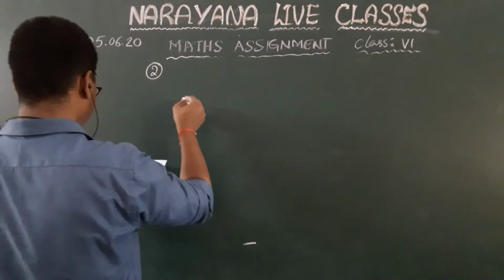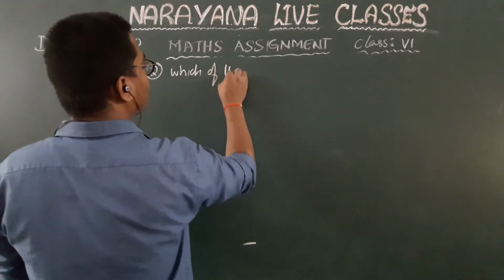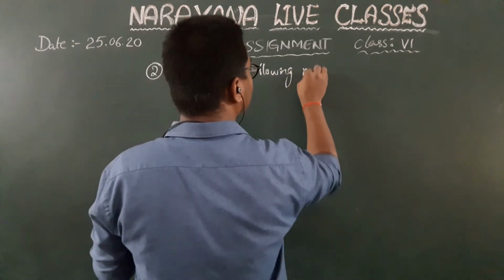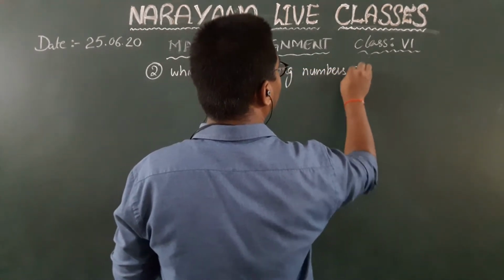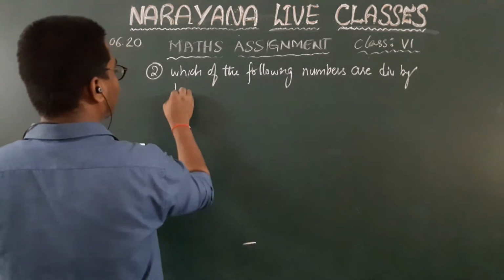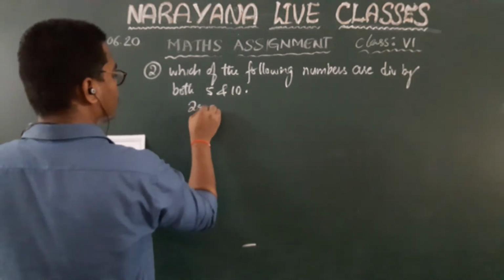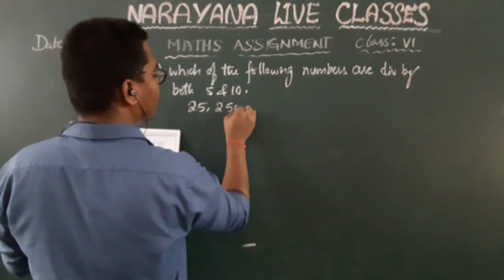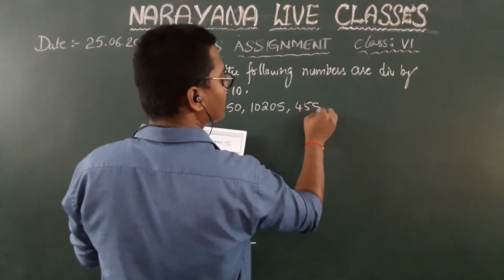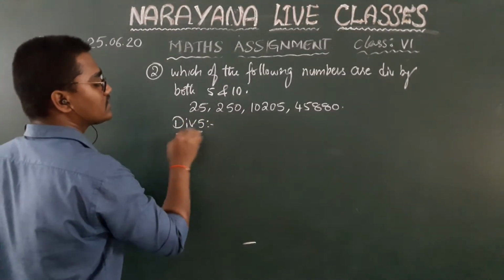The second question is: which of the following numbers are divisible by both 5 and 10? The numbers are 25, 250, 10,205 and 45,808. First of all, we would like to discuss the divisibility rule for 5 and 10.